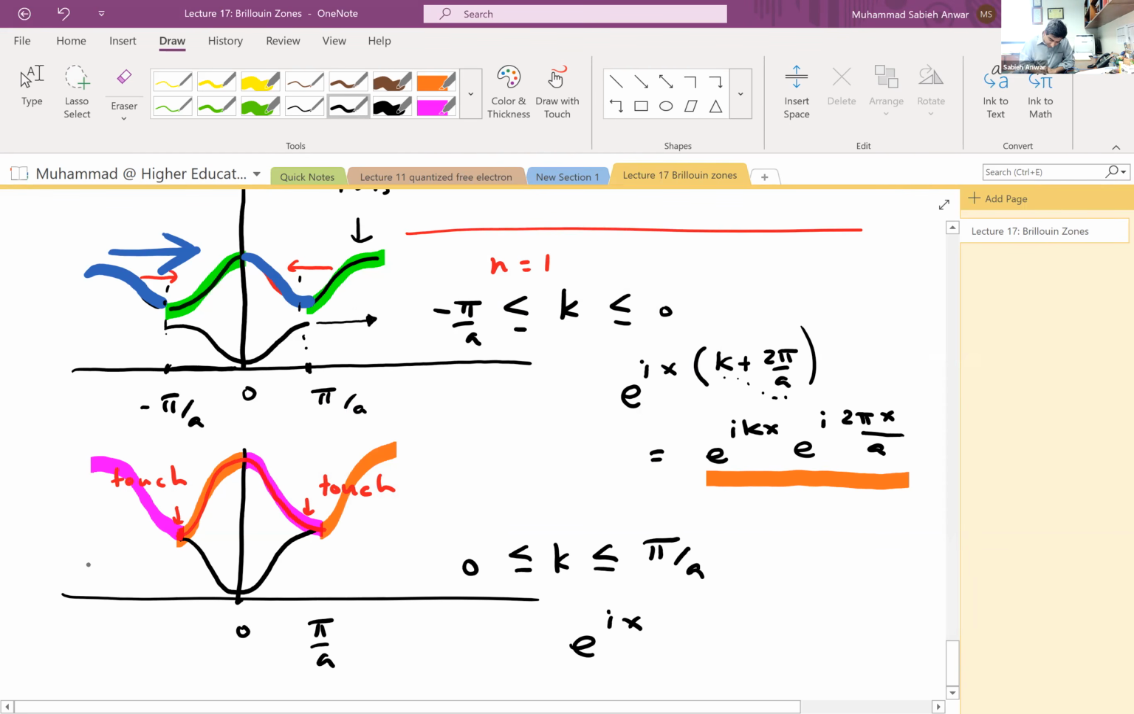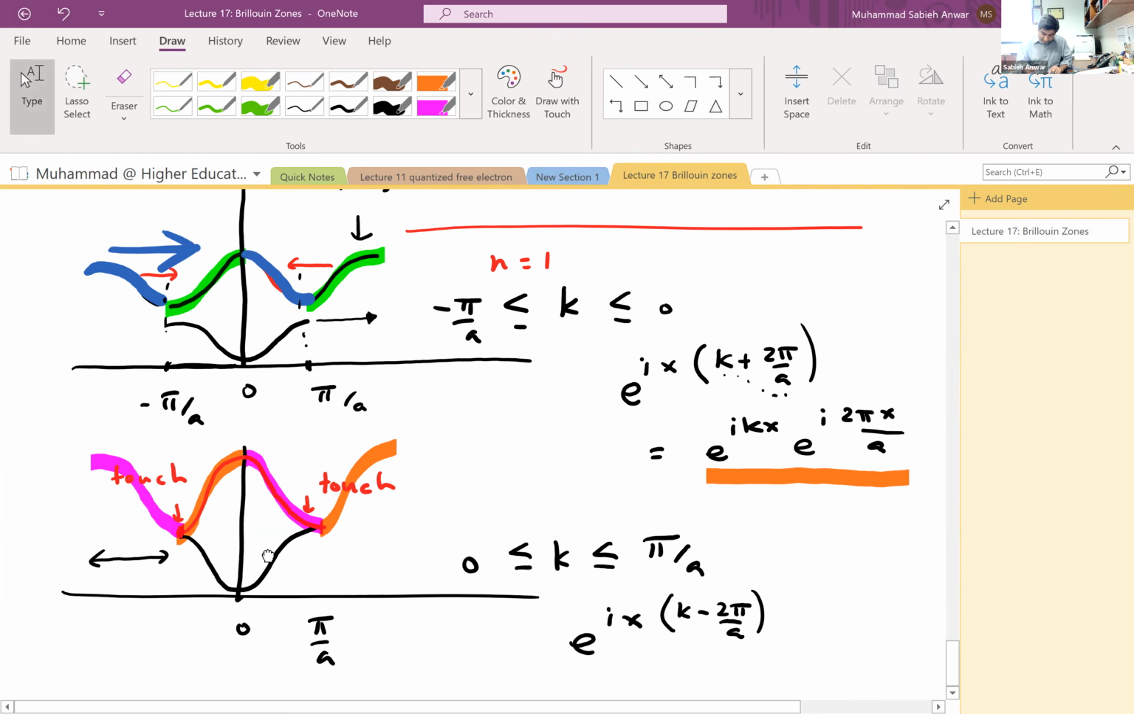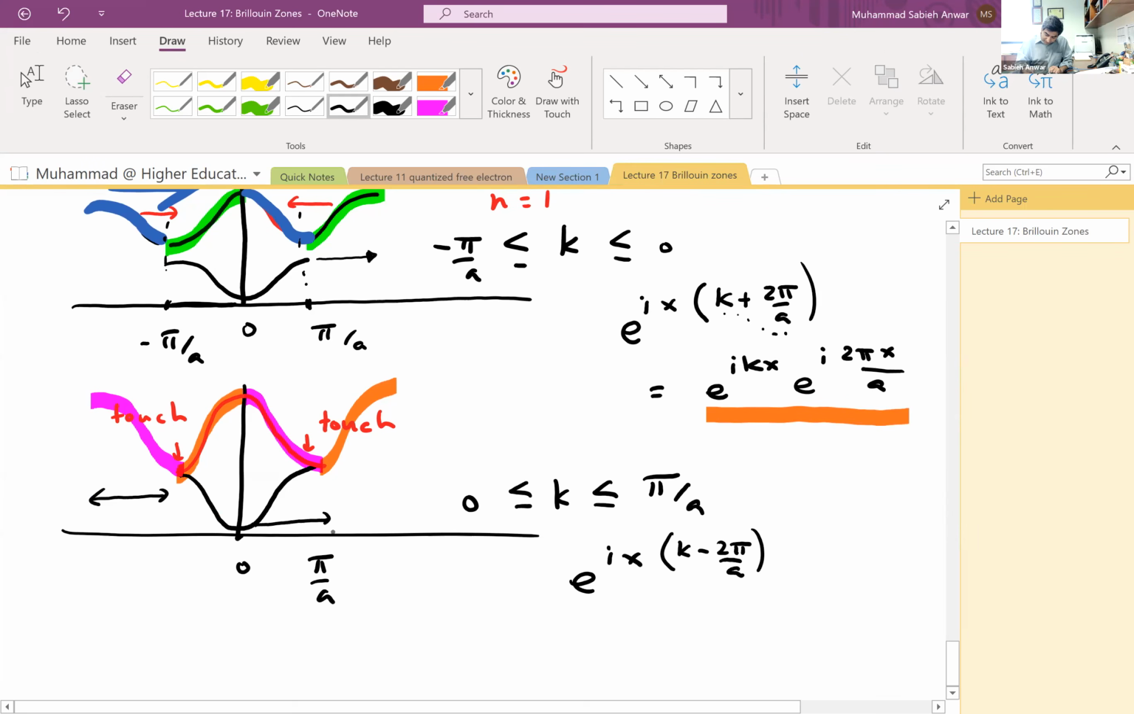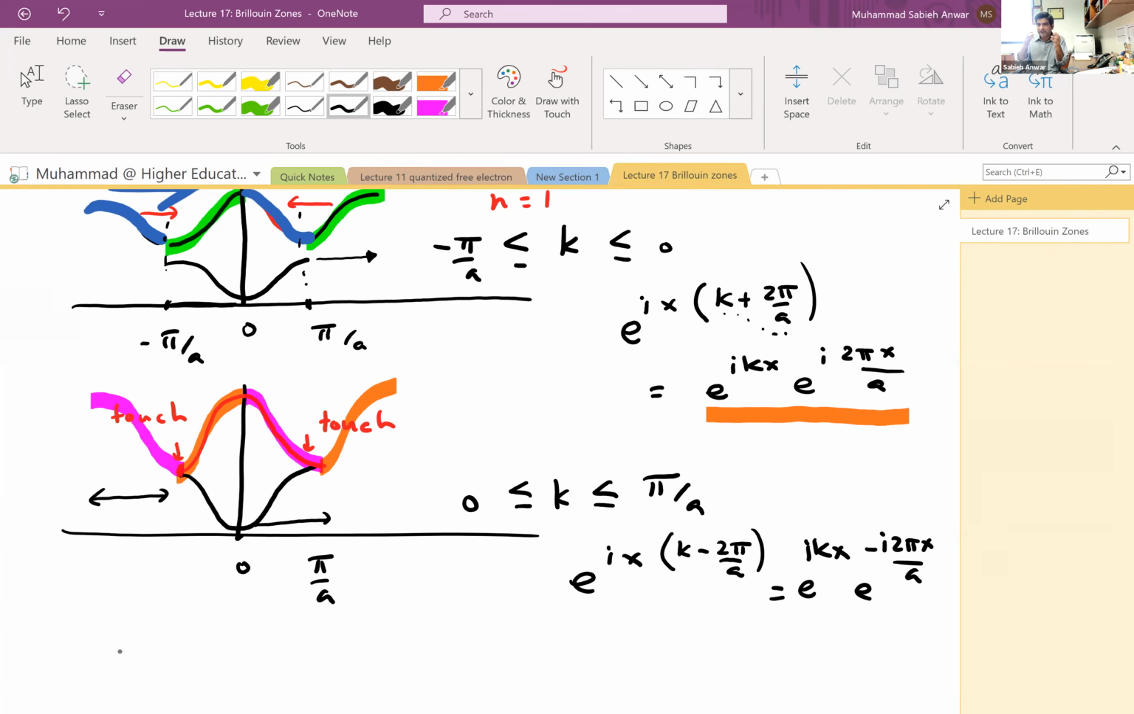Now, what are the values of k in this region? They are simply k minus 2 pi over a. So in this region, the values of k are equal to the values of k here. So I can subtract 2 pi over a from k and still get identical results. I get e^{ikx} times e^{-i 2 pi x / a}. So I'm multiplying the plane wave by a function in which 2 pi over a is subtracted or added to k. That's what I'm doing here.